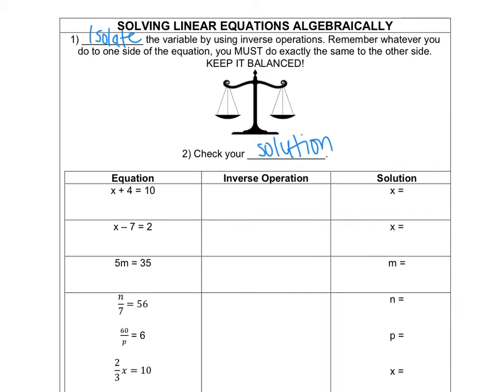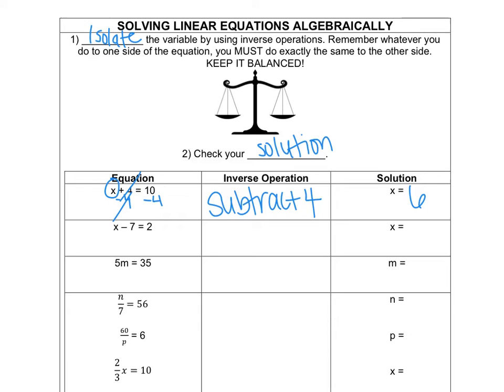Okay, so we have x plus 4 equals 10. And I want to get x by itself, so the opposite of adding 4 would be to subtract 4. So if I subtracted 4 from each side, I would have 4 minus 4, which is 0, and it would leave me with 1x equals 10 minus 4, which would be 6.